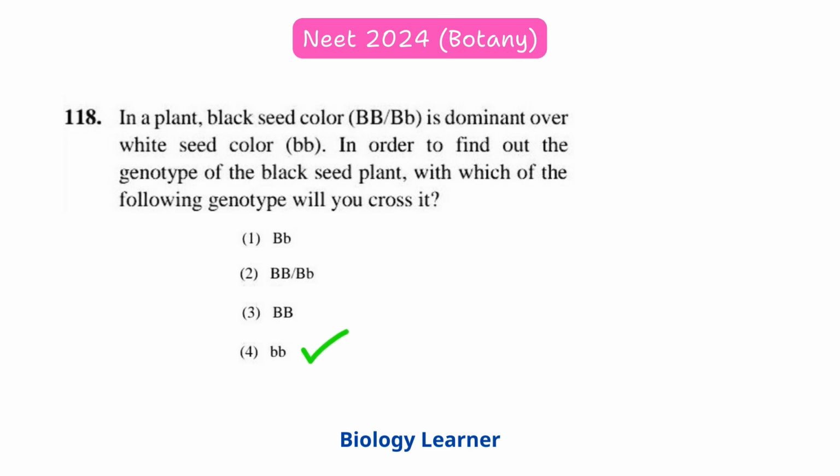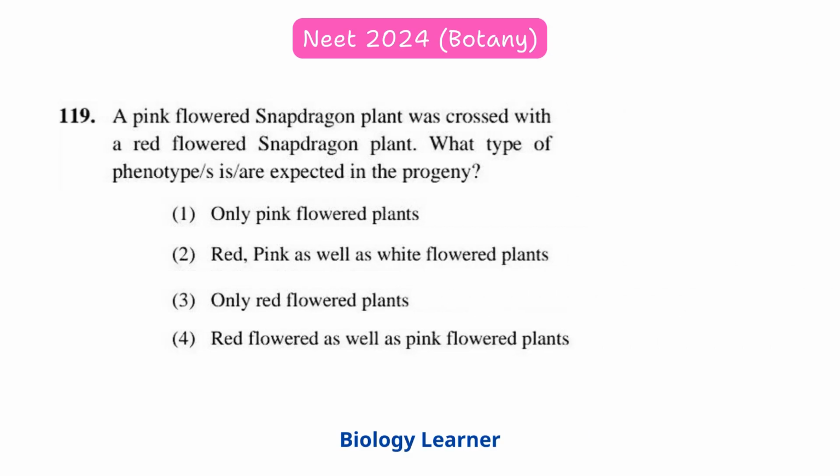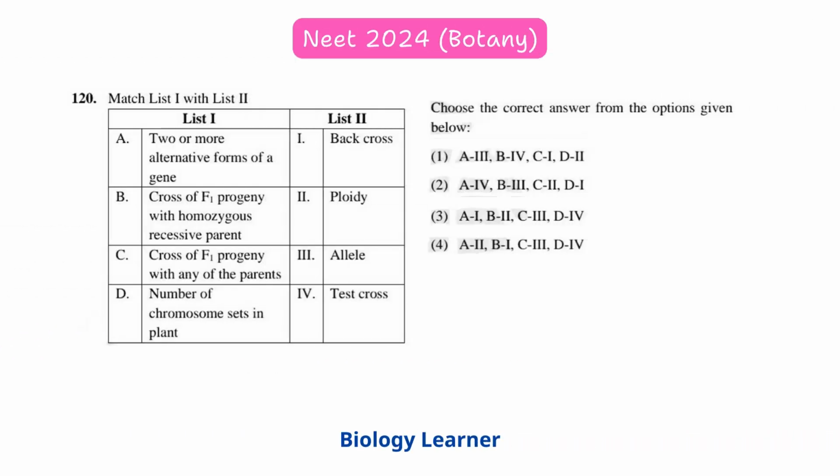Small b small b. A pink-flowered snapdragon plant was crossed with a red-flowered snapdragon plant. What type of phenotypes are expected in the progeny? Red-flowered as well as pink-flowered plants. Match list 1 with list 2. The correct answer is option 1.